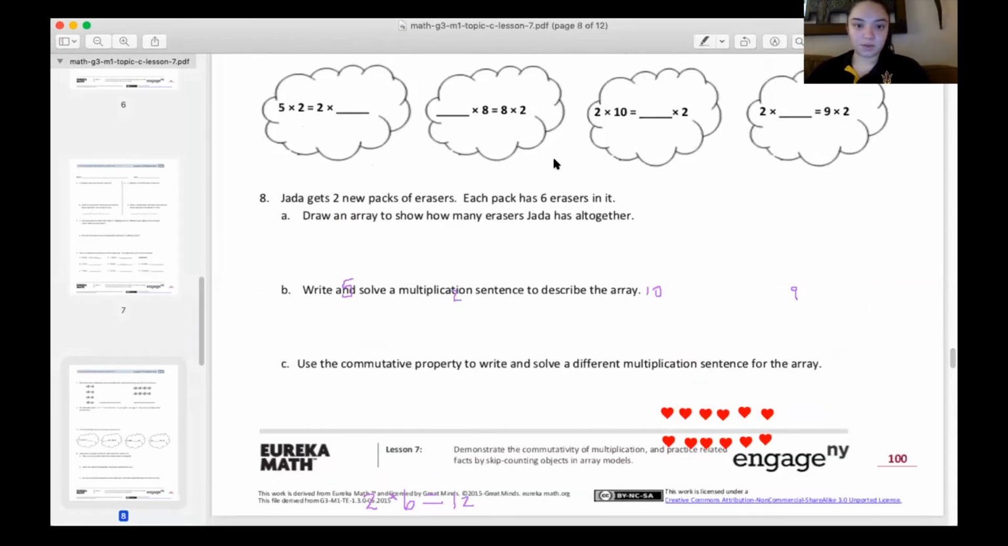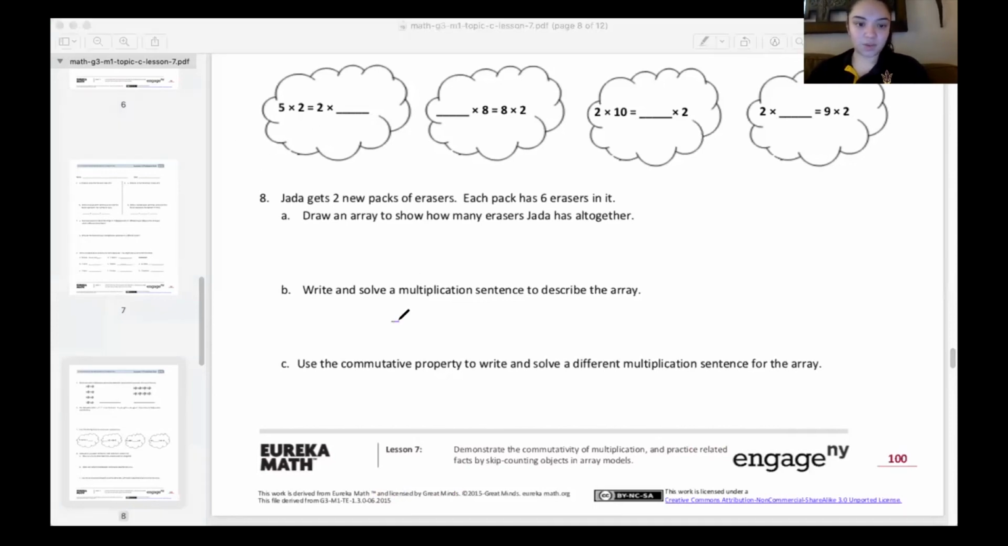I'm going to clear my screen. Use the commutative property to solve a different multiplication sentence for this array. So we had 2 times 6 equals 12 for this one. Now we're going to use the commutative property. So we're just going to flip the numbers. So we're going to do 6 times 2 equals 12. Because it's still the same answer, we just flip the numbers.